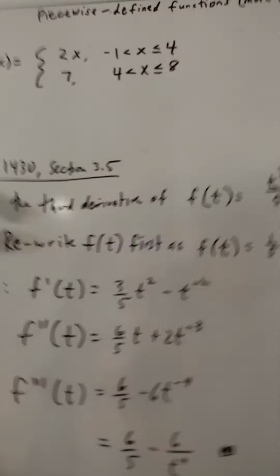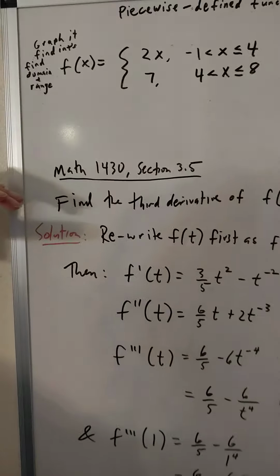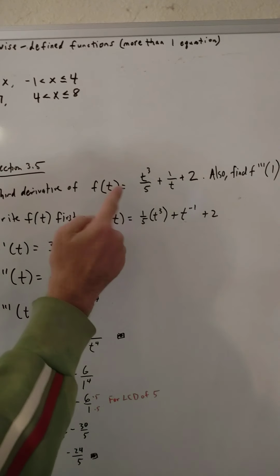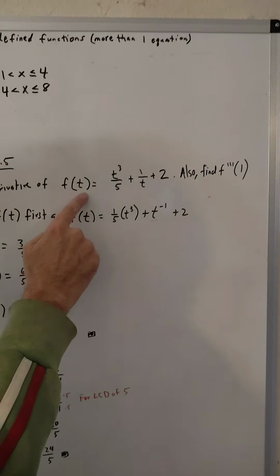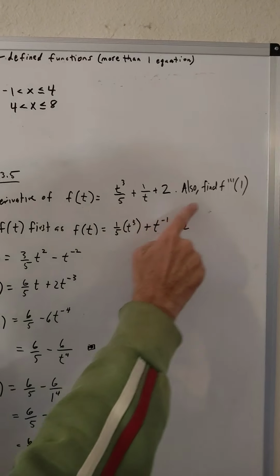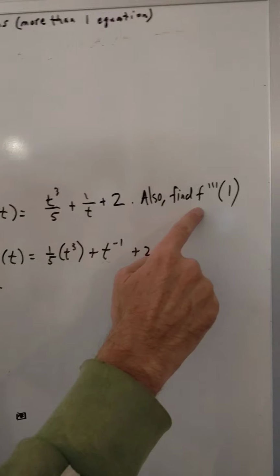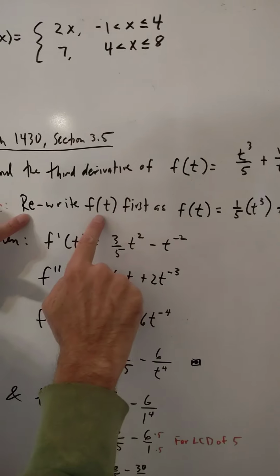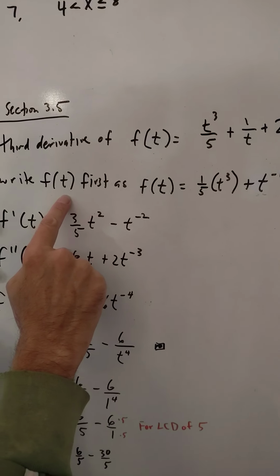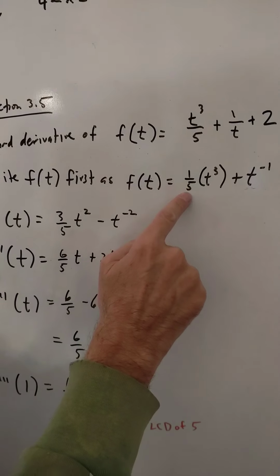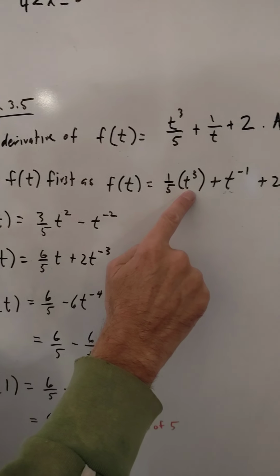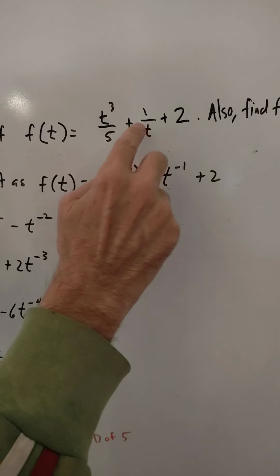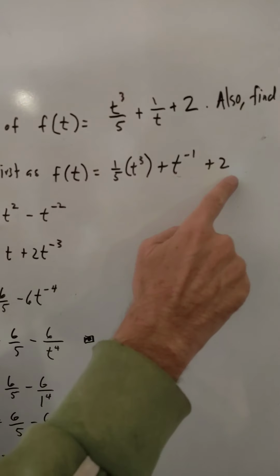So let's just take a look at this whole problem so you can see it all. Let me just review it real fast. Find the third derivative of this function of t. Usually it's x, but it can be t, or y, or p, or r. It doesn't really matter. And then we also want to find the third derivative evaluated at t equals 1. Before we do anything, we rewrite the function to make it more derivative friendly. To avoid the quotient rule, I pulled out the 1/5 times t cubed. And then we wrote 1 over t as t to the negative 1, because t is like t to the first. t to the first on the bottom goes up as t to the negative 1. And then I rewrote the plus 2.